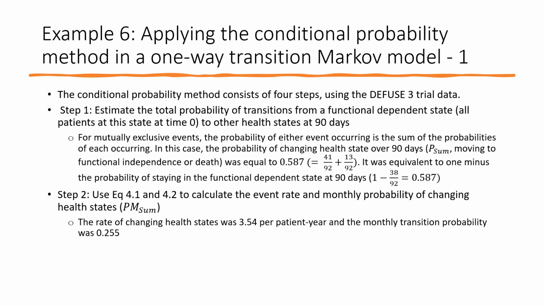Step 2. Use equations 10 and 11 to calculate the event rate and monthly probability of changing health state. The rate of changing health state was 3.54 per patient year, and the monthly transition probability was 0.255.